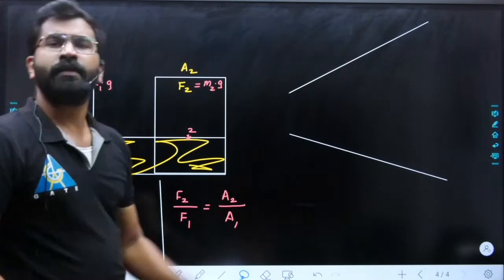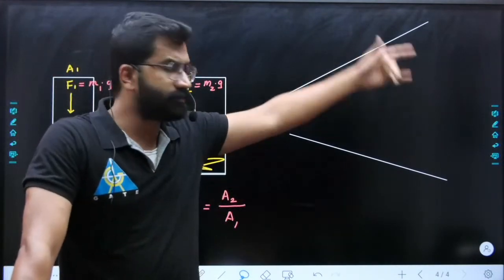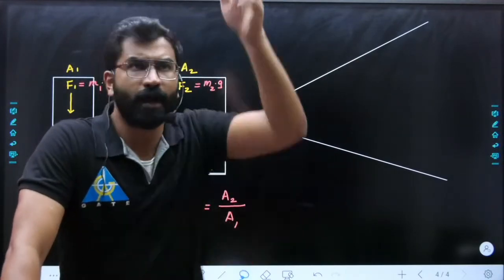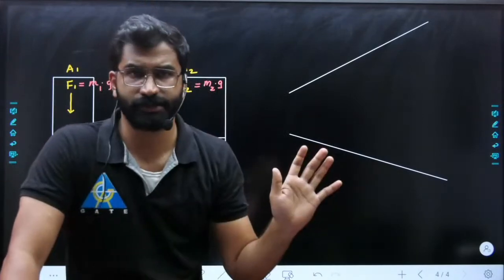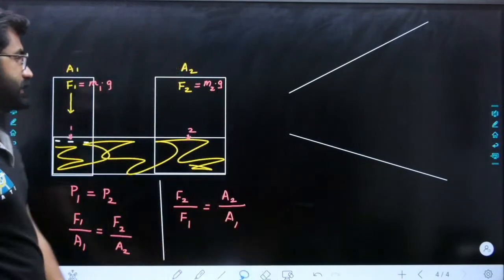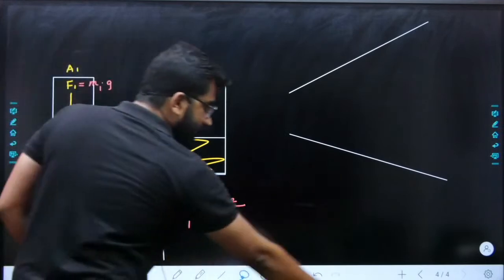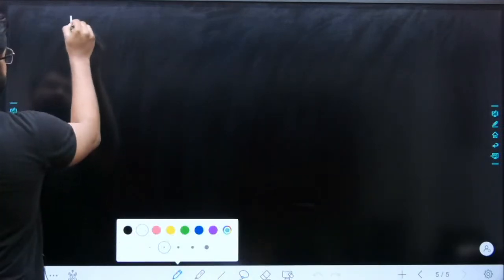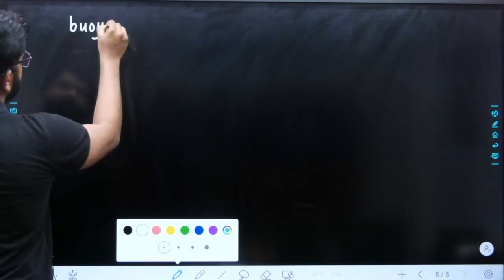Now then, manometer है, manometer I'm not discussing because manometer का बहुत सारा equation remember करने के लिए ही नहीं है, आपको manometer solve करना आना चाहिए बस. So manometer I'm not discussing, that is another topic here. Next topic we have is buoyancy.